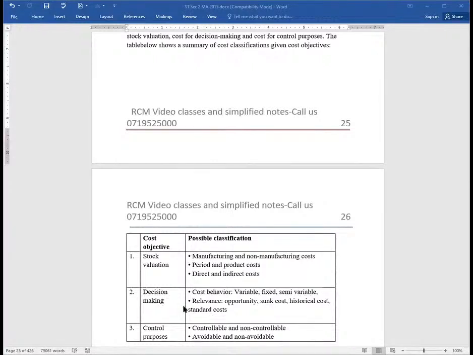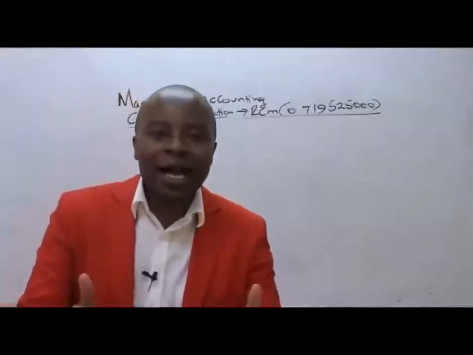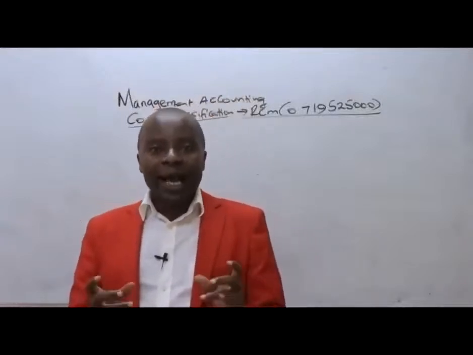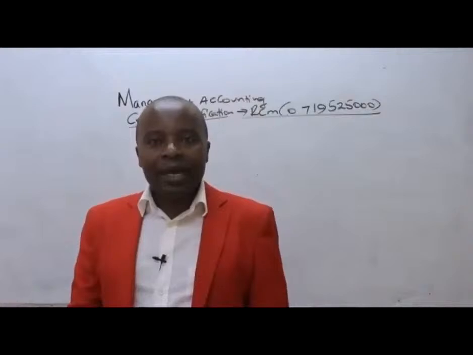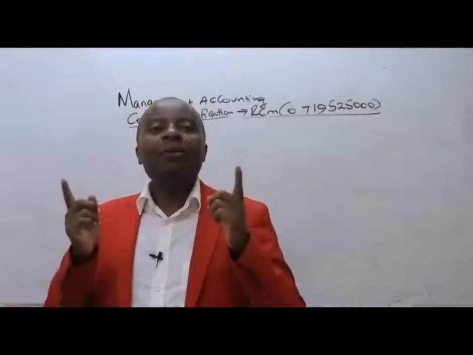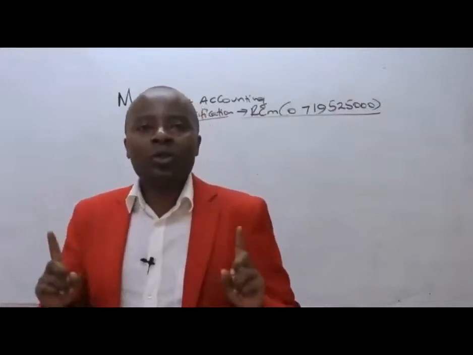Then we have a cost objective. Our cost is to control. If it is to control, then we shall be having our cost classifications being controllable or non-controllable, and as we shall be seeing, controllable costs are those costs that are at the arm's length of management. So the management has got a say over them. The management must authorize, so they are in authority. They are able to influence controllable costs.